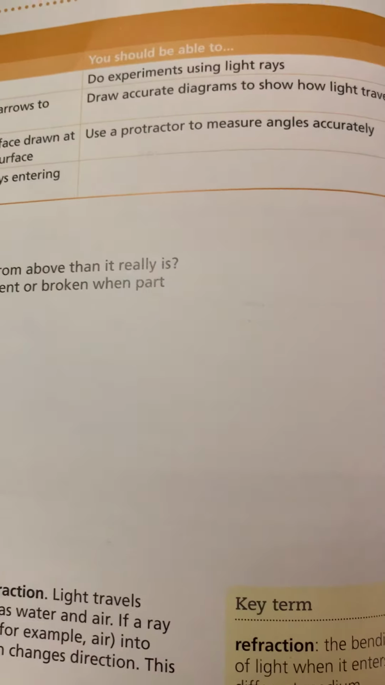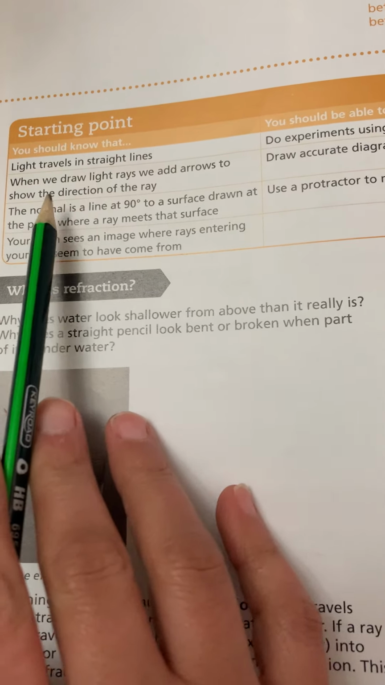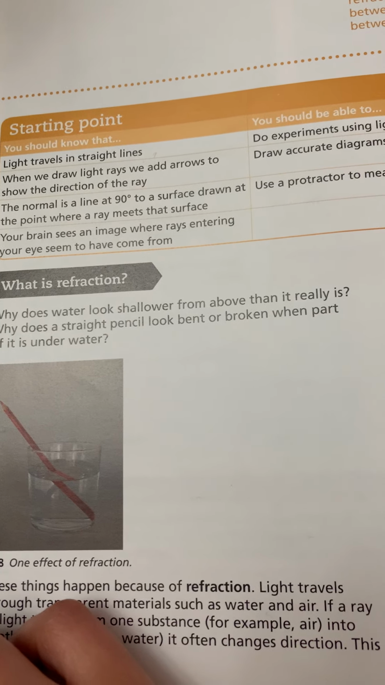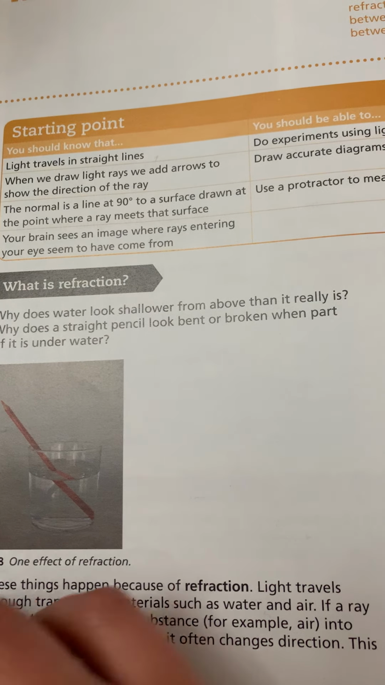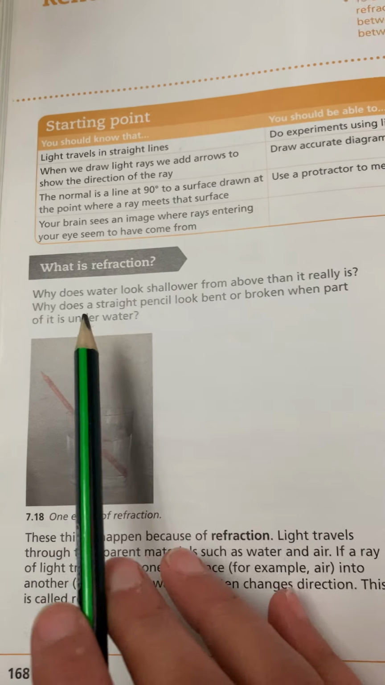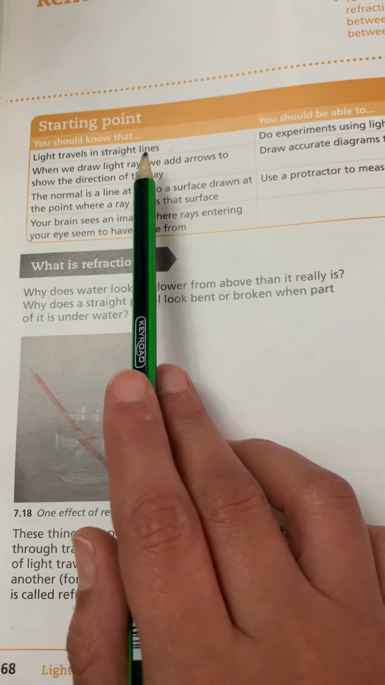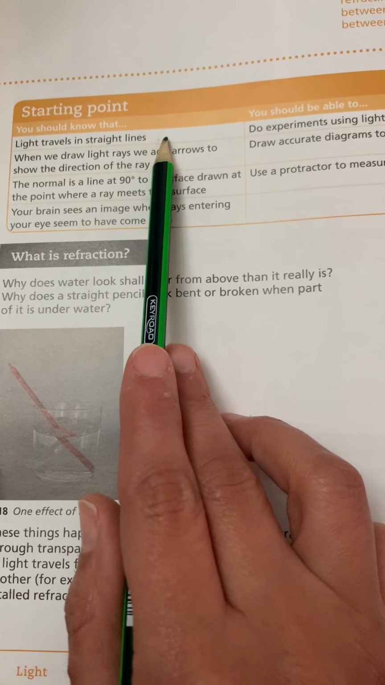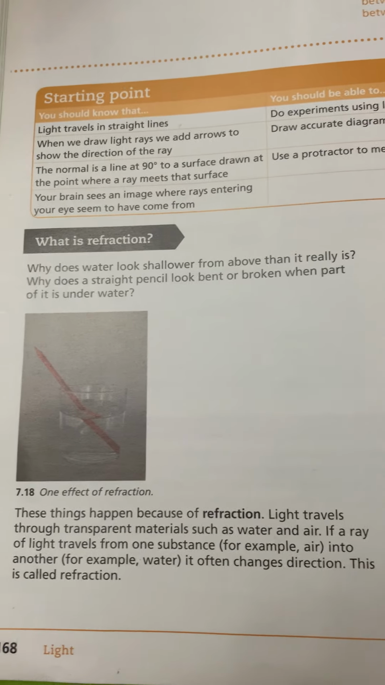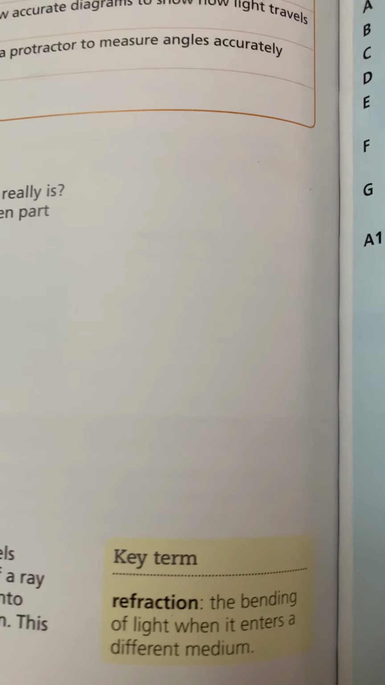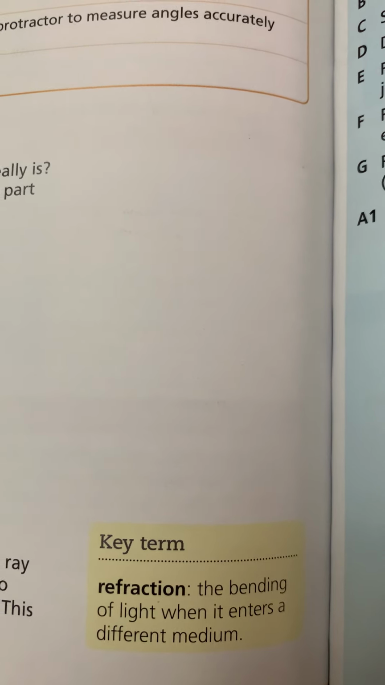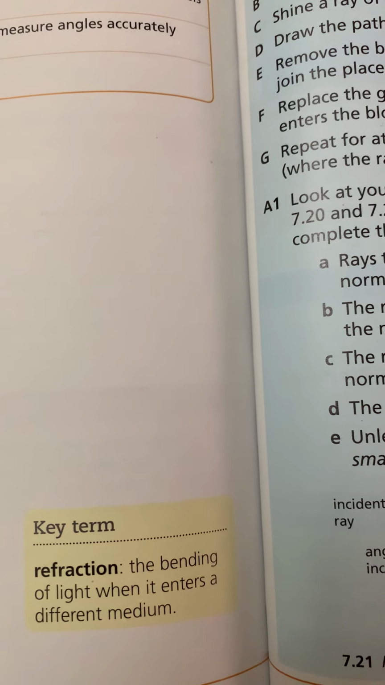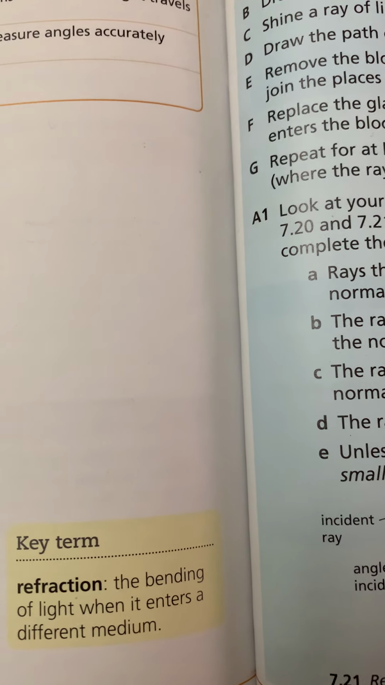So let's go here. As we said, yes, light travels in a straight line, but we have to put here a note: in the same medium. And what is refraction? When we change the medium, when we have two media, like air and glass, here the light will bend. This bending is called refraction. So refraction is the bending of light when it enters a different medium. What is the cause of this bending? It is the different speed of the light in these media.